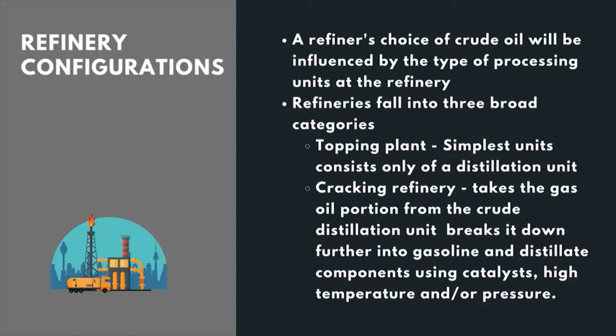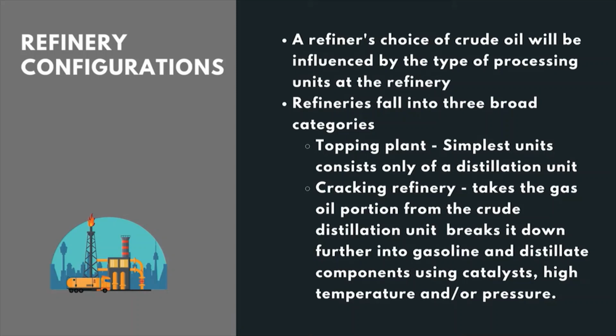Now let's try to understand how a refinery is designed to process a specific crude oil. A refiner's choice of crude oil will be influenced by the type of processing units at the refinery, and this is known as a refinery configuration. Refineries generally fall into three broad categories. Number one, topping plant. It is the simplest unit, consisting of only a distillation unit.